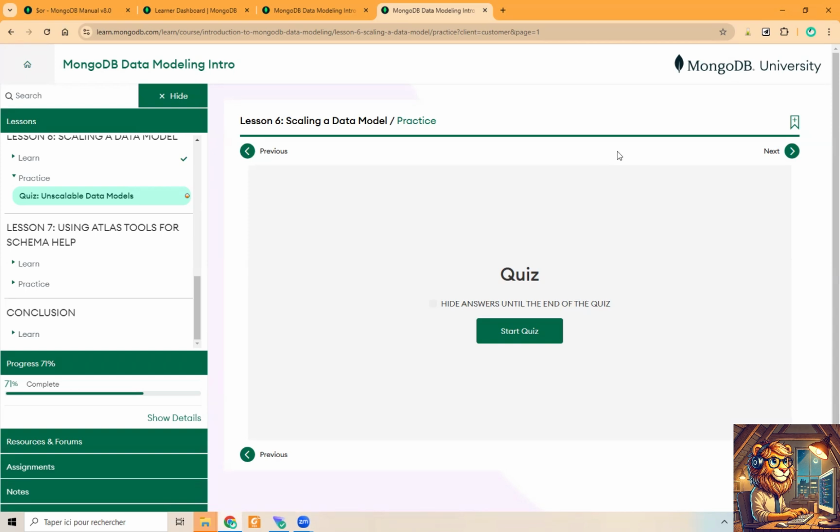That's why sometimes we need to make sure that the comments are in a separate collection and the blog post in another one, but we need to keep a link between the two with a comment ID or a blog ID within each comment. That way we can scale the number of comments without any further problems. So let's have a look at the quiz.